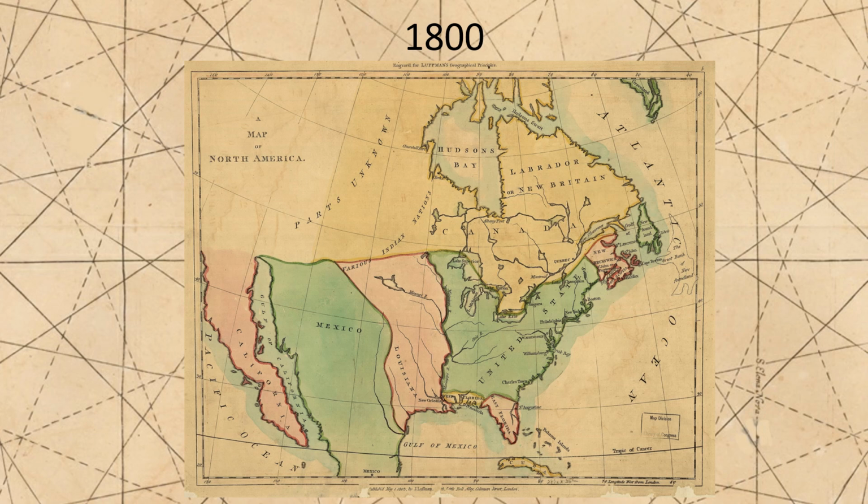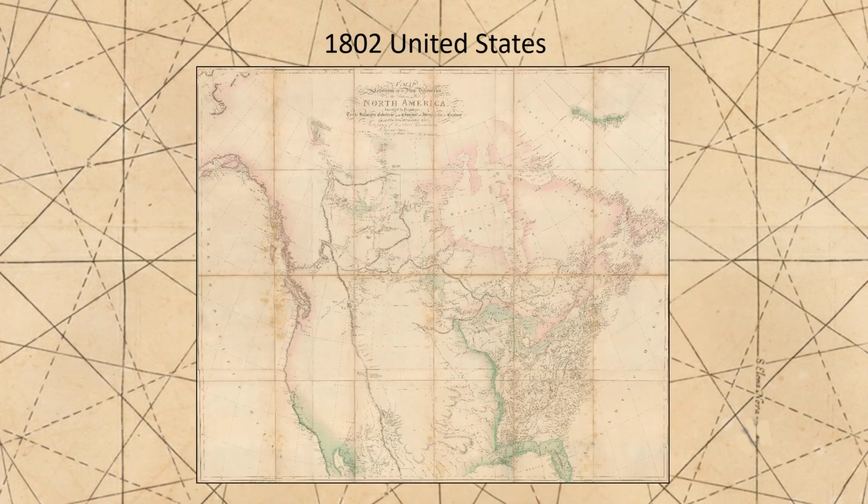At the turn of the century, the Trans-Mississippi West consisted of three political regions, all controlled by foreign powers. There was Louisiana, which was French territory. Then there was New Spain or Mexico, which was Spanish territory. And finally, the northwest part of the continent, which was claimed by the British and the Spanish, but with a small Russian presence. This 1802 map shows North America with the United States limited to east of the Mississippi.